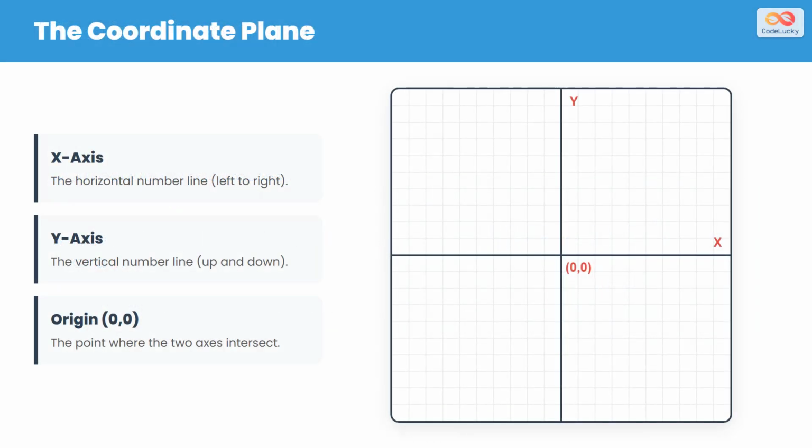To graph these equations, we use the coordinate plane. This system is made up of two number lines that cross each other. The horizontal line is called the x-axis, and the vertical line is the y-axis. They meet at the center point, called the origin, where both values are 0.